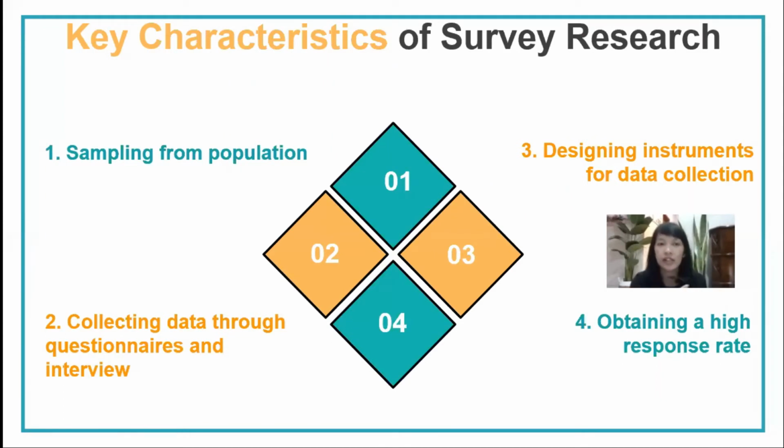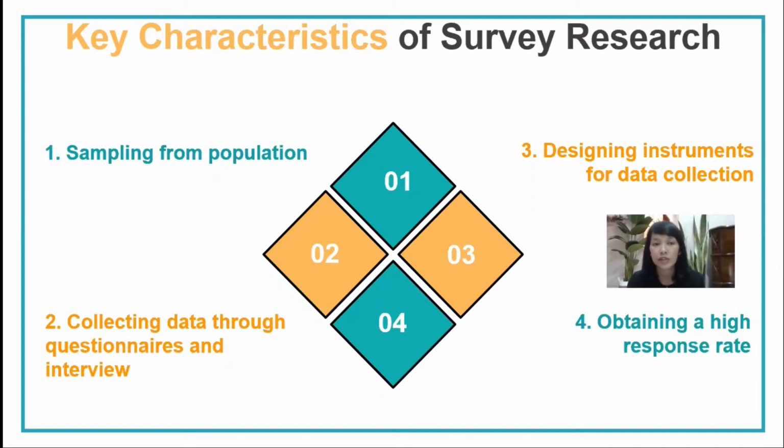The next, before we design the survey research, we need to consider the key characteristics of survey research itself. There are 4 points that belong to the main characteristics of survey research. The first is sampling from the population. And the second one is collecting data through questionnaire and interview. And the third one is designing instruments for data collection. And the fourth is obtaining a high response rate.